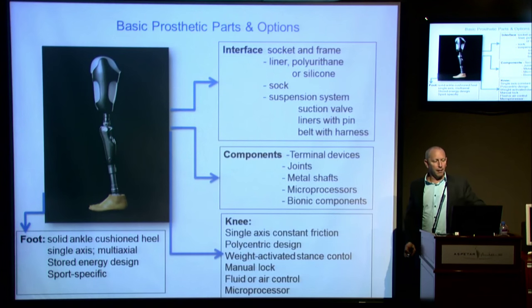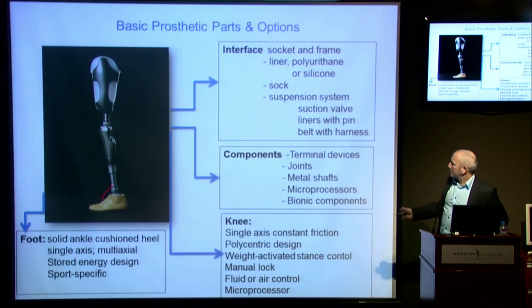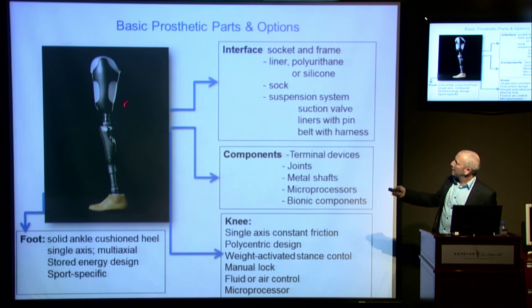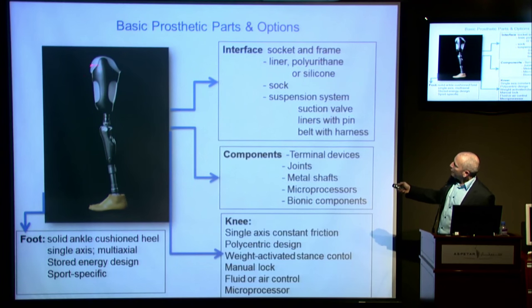So these are the main components: the foot, the knee in this instance, the shafts, and then this here is the interface, which is the stump socket interface. And this itself is divided into different components. There's the frame, which is the outside. And then there is a liner. A liner can be polyurethane or silicone. In some instances, one can have a sock. And then there's a suspension system.